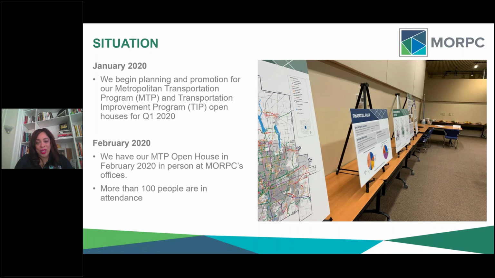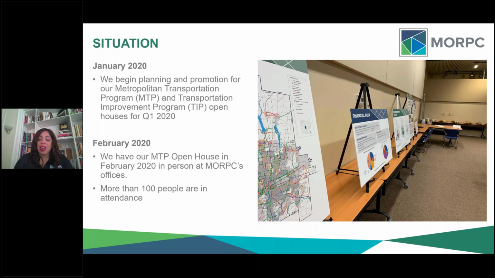So to set the stage for you, last year we knew 2020 was going to be a busy year for us, but little did we know how crazy this year would be. And so it was very unusual for us to do a MTP, a Metropolitan Transportation Program, and a TIP, a Transportation Improvement Program, open house in the same year. Typically we alternate those years. But we knew first quarter of this year was just going to be crazy. So we had a very good in-person open house in January. We had more than 100 attendees.